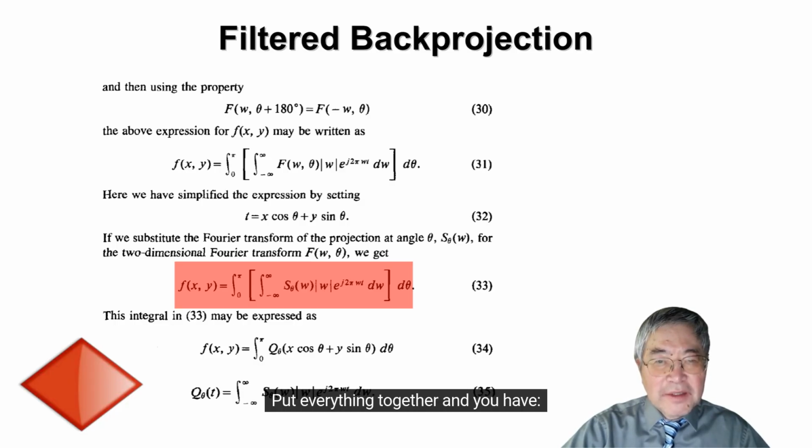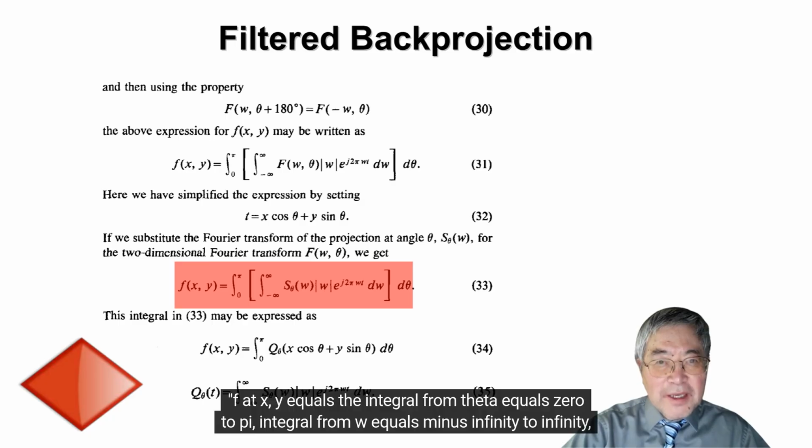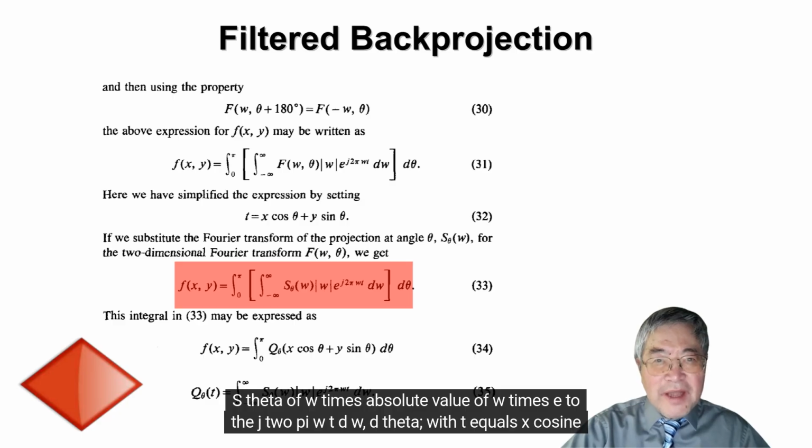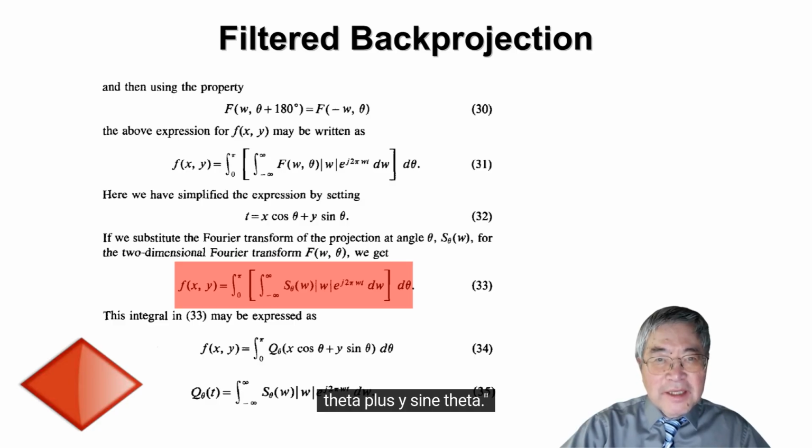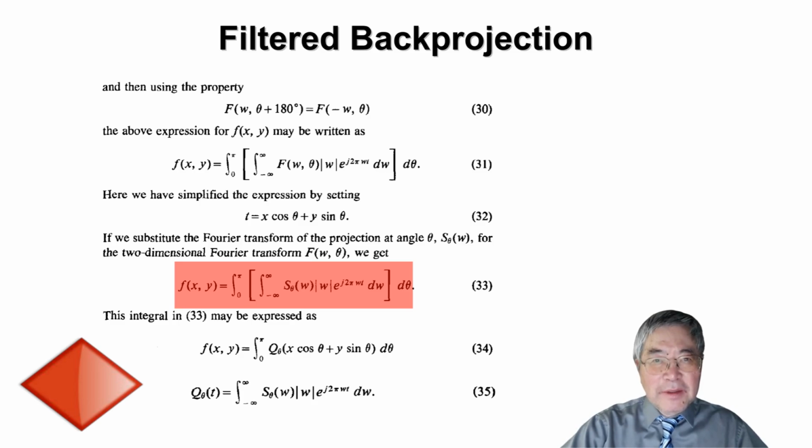Put everything together and you have f at x, y equals the integral from theta equals 0 to pi, integral from w equals minus infinity to infinity, s theta of w times absolute value of w times e to the j2 pi wt dw d theta, where t equals x cosine theta plus y sin theta.